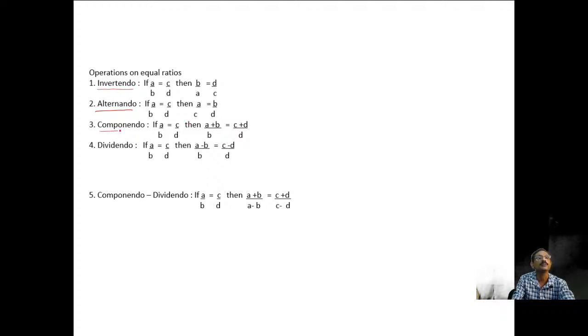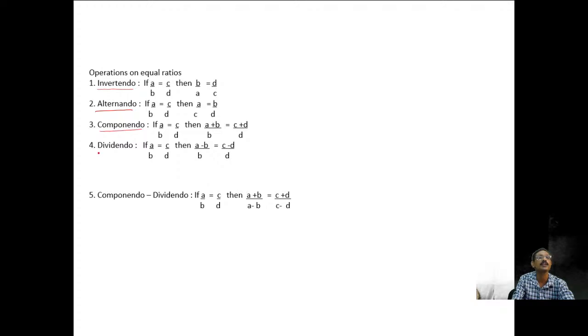Componendo. If A upon B is equal to C upon D, then what does componendo tell me? It tells me we have to add this. A plus B upon B is equal to add this, C plus D upon D. That is componendo. If A upon B is equal to C upon D, then A plus B upon B is equal to, add the denominator, C plus D upon D.